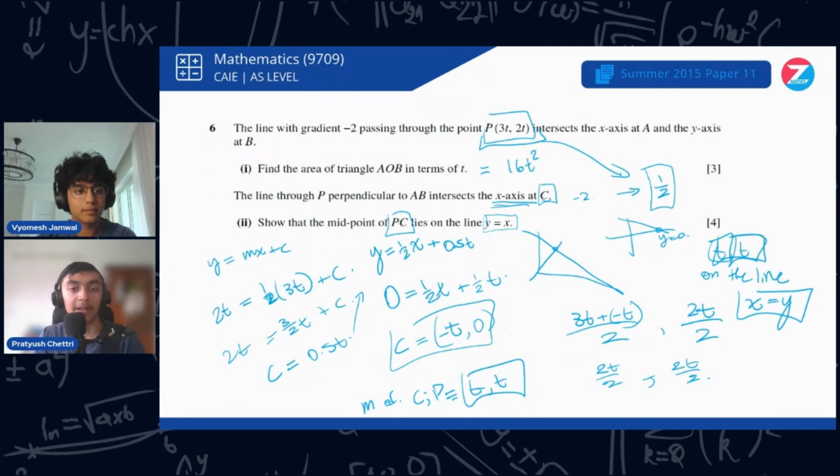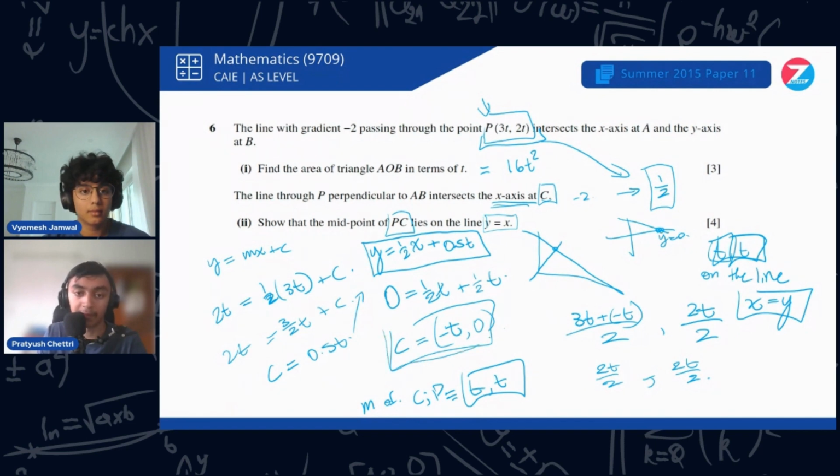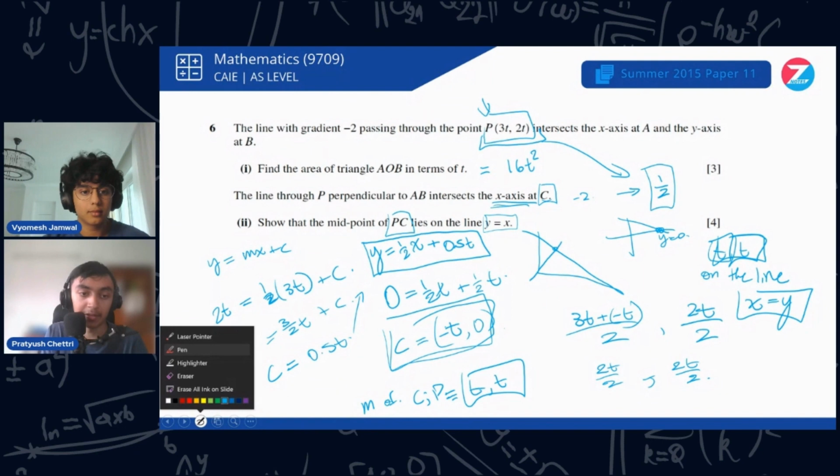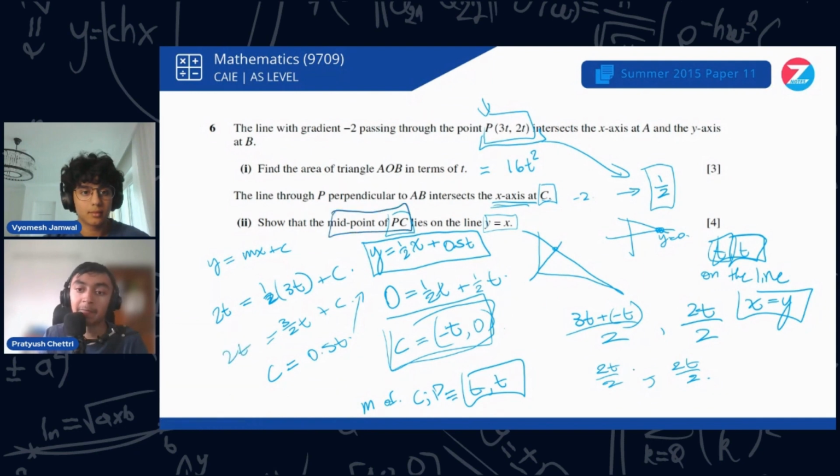Okay, so as a quick recap, we got the line using the perpendicular thing. We got the line which passes through P and is perpendicular to that previous line. Then we got the value of C, which is at the x equals 0 point here. And finally, we used the midpoint, to say midpoint of PC. And we got these coordinates, midpoint. And then we said they are on the line x equals y.